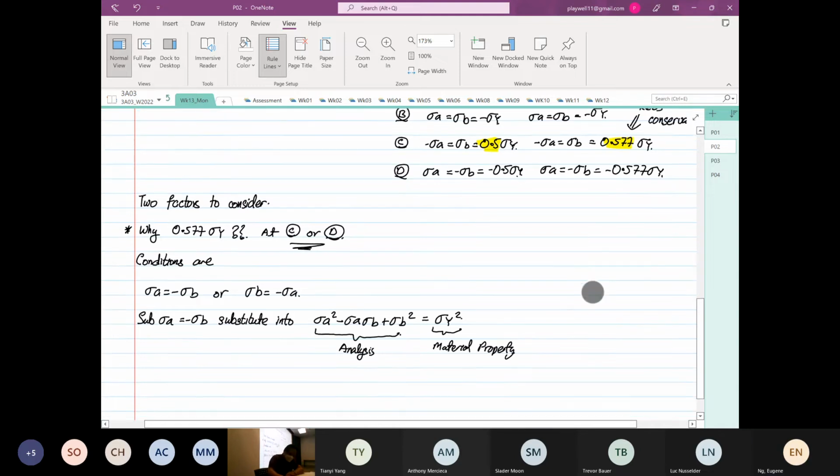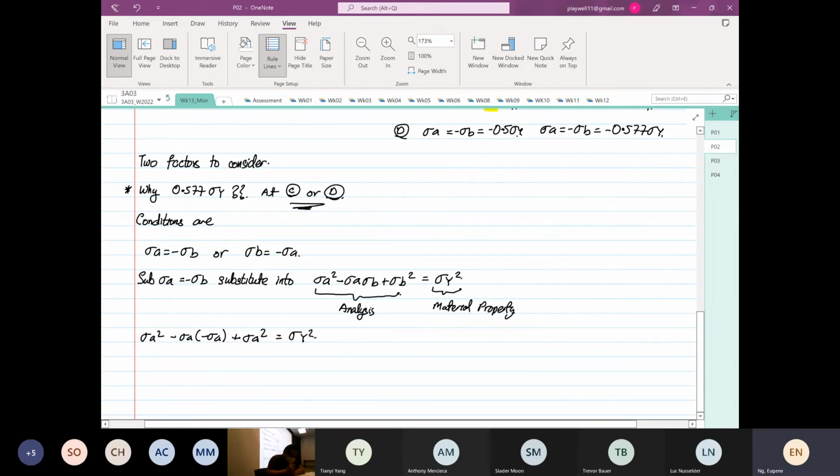Okay. So we substitute sigma A is equal to minus sigma B. So sigma A squared, right? So plus sigma A squared, plus sigma A squared. Let me not skip steps, okay? So this is minus sigma A multiplied by sigma B, and sigma B is equal to minus sigma A, right? And then sigma B squared is going to be positive sigma A squared. This is equal to sigma U squared.